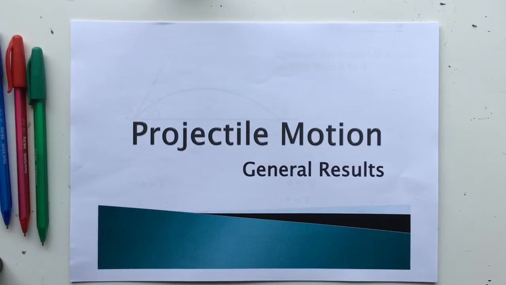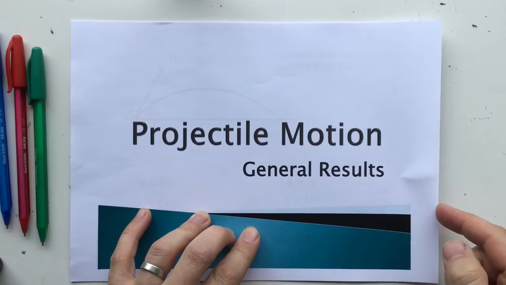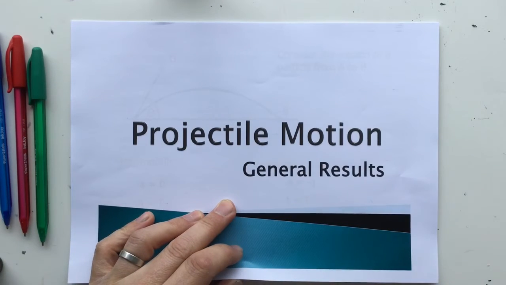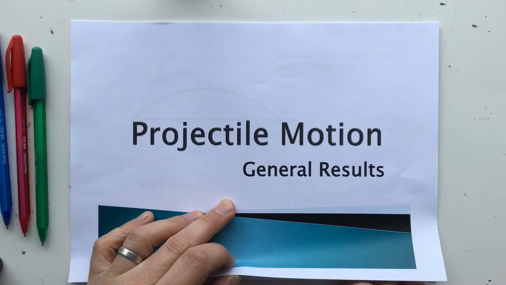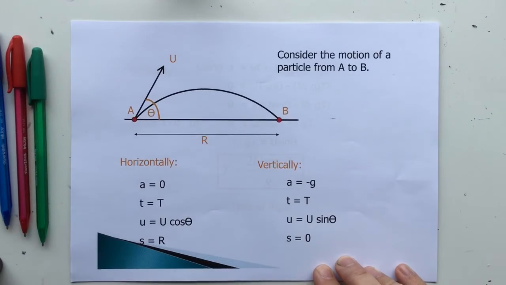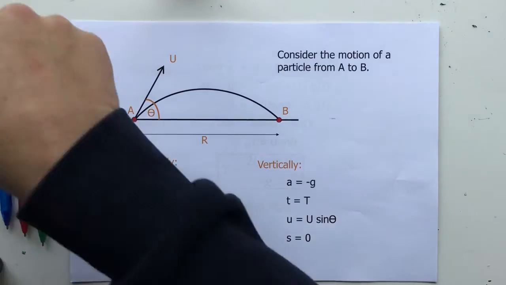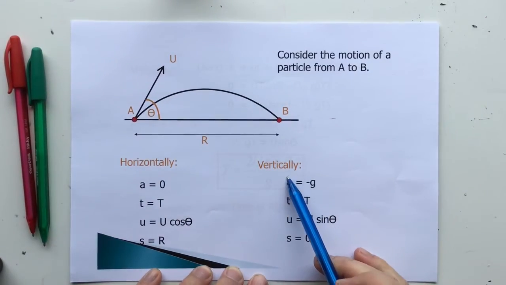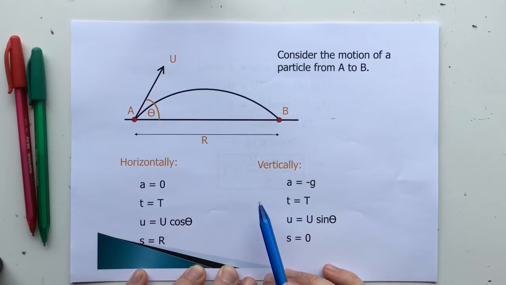So in this video on projectile motion, what we want to do is to be able to prove the general results. So rather than using just numbers, we're going to use letters and be able to make formulae for projectile motion. So the first one we're going to look at, in exactly the same way as we have done before, is that we're going to look horizontally and vertically at the motion of a projectile.